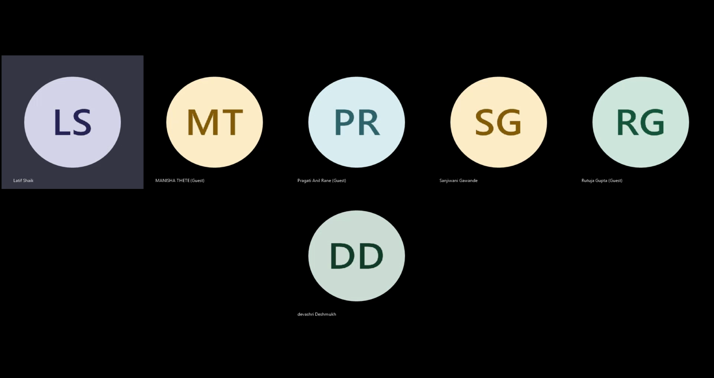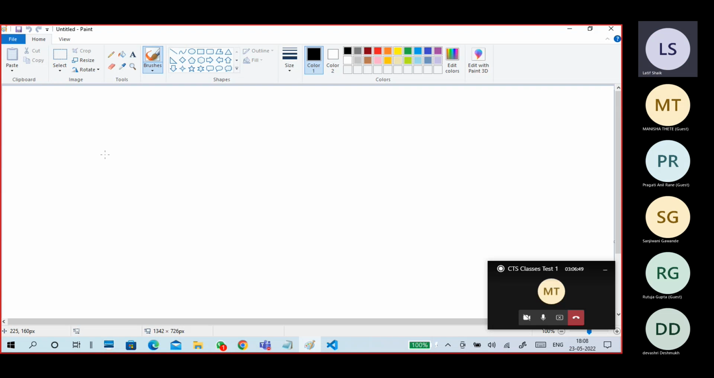Programs like finding the area of a circle: pi r square. Finding the area of a circle is pi r square. Hypotenuse: square root of a square plus b square, that is the hypotenuse. For everything there is a logic behind it.